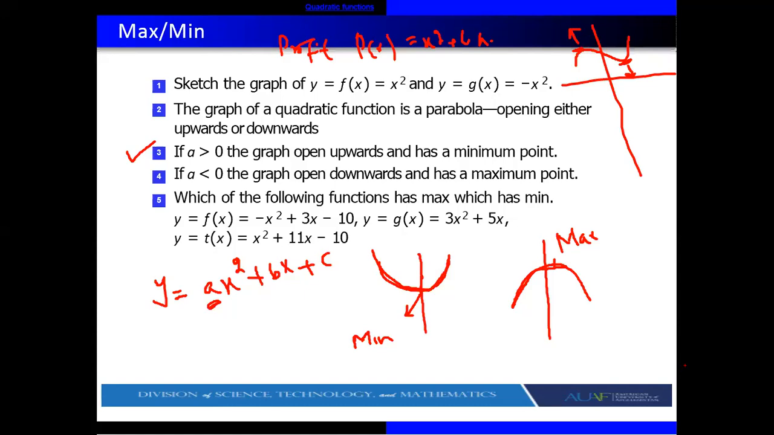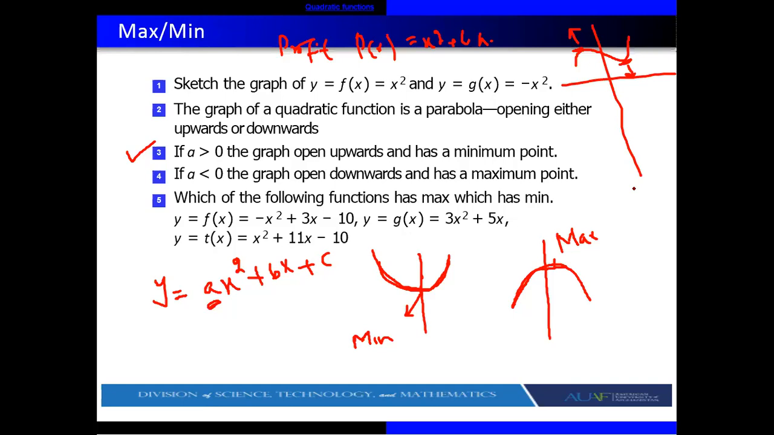So it depends upon the parabola, the coefficient of the parabola, A, whether it opens upward or downward. So how can we find it? Before solving, before drawing the graph, how can you find these points, how to find the maximum point, how to find the minimum point.